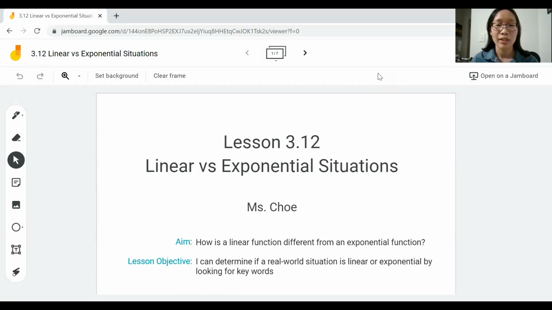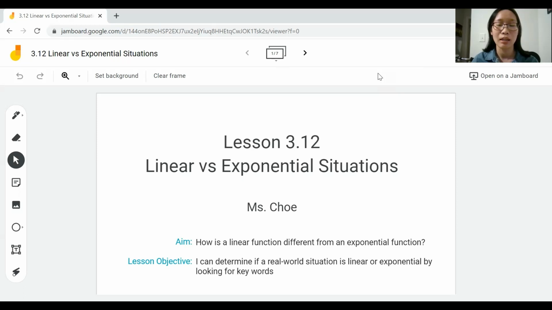Hi, I'm Ms. Cho with Lesson 3.12, Linear versus Exponential Situations. Our aim is, how is a linear function different from an exponential function? And our lesson objective is, I can determine if a real-world situation is linear or exponential by looking for keywords.